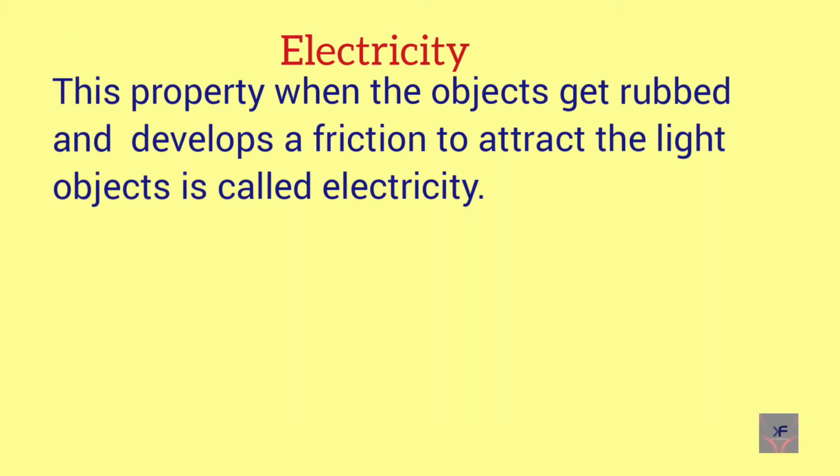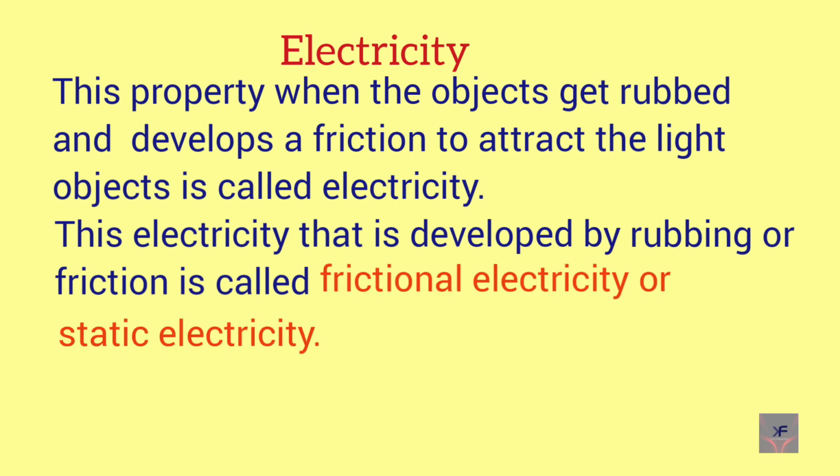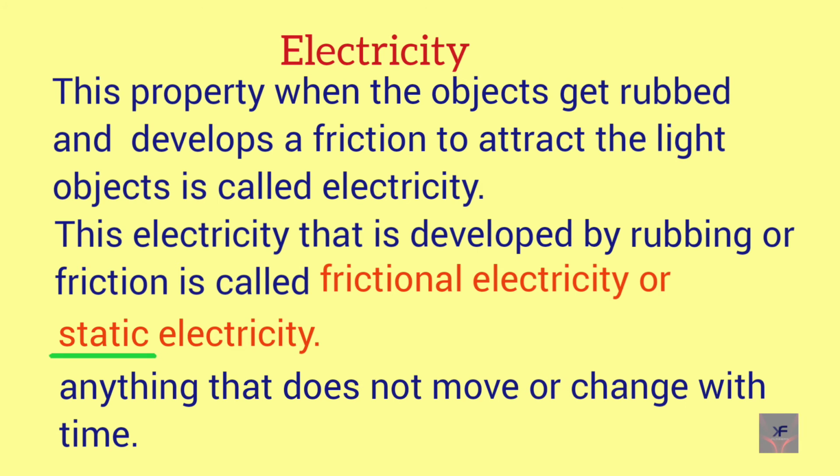Next, let's see what is electricity. This property, when the objects get rubbed and develop a friction to attract the light objects, is called electricity. This electricity that is developed by rubbing or friction is called frictional electricity or static electricity. Static means anything that does not move or change with time.